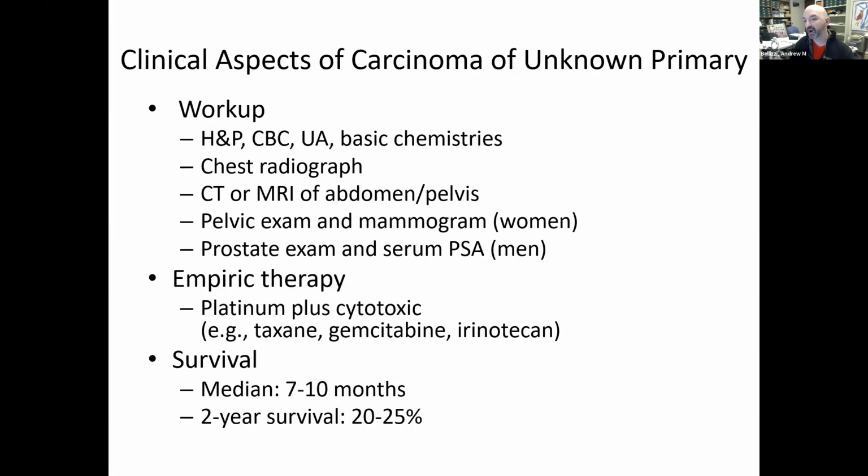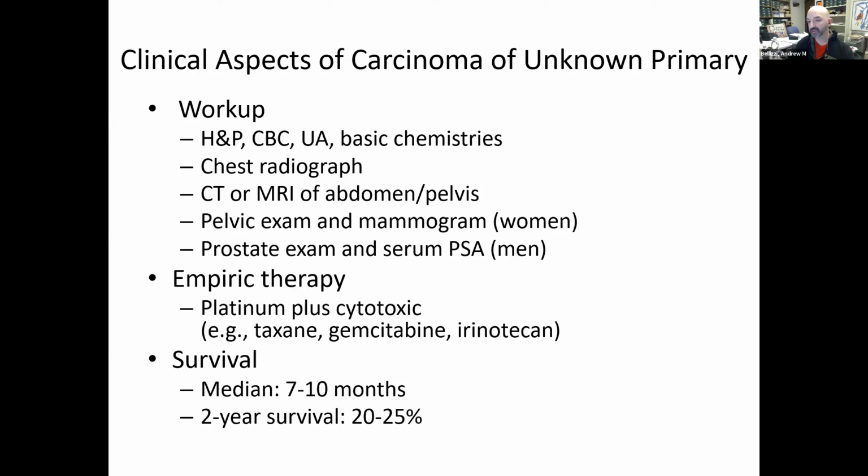Clinical aspects of CUP: the workup is focused on the most common cancers. So there's basic laboratories. We do imaging of the chest, abdomen, and pelvis. But we focus on gynecologic cancers and breast cancers in women and prostate cancer in men. The therapy is empiric. It's platinum plus a cytotoxic, and the survival is really bad, median survival of 7 to 10 months.